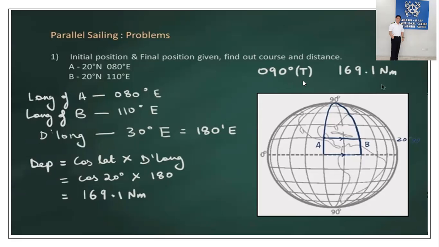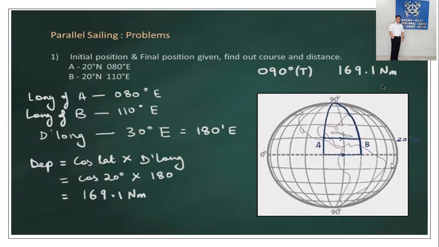090 degrees true. It is easy to answer 090 because, as you can see on the longitude, it is 080. Then it went starboard, or on your right, and then going to 110 degrees east. Then you just have to determine how will you measure the departure.